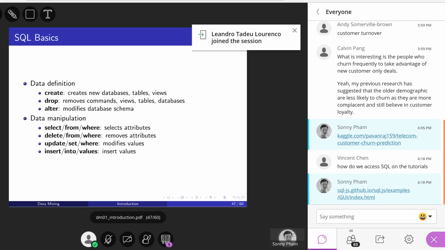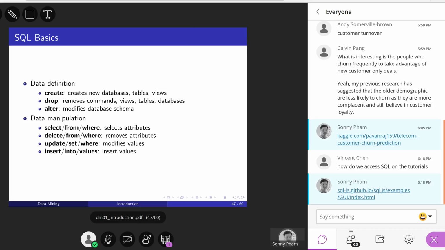So something like data definition, we have three different statements: create, drop, and alter, right? So you have to understand when to use each of the commands. Create when you create something new, right? Drop when you remove things like views, tables, and databases. Alter when you modify a schema, right? But the main focus is on data manipulation, especially select from where, right?